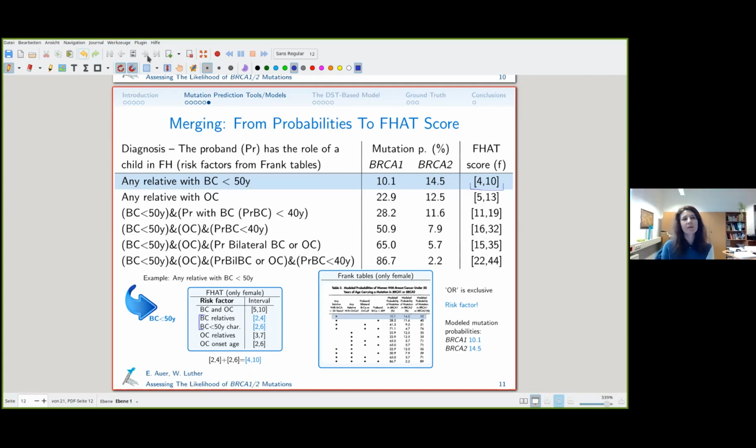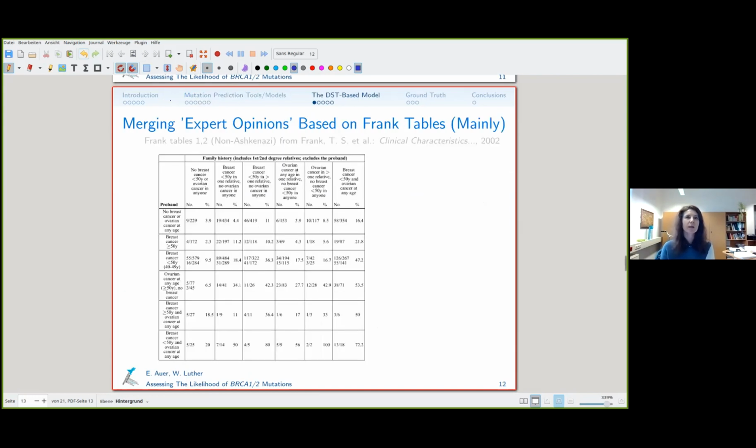So we see we have different opinions from different kinds of tools, and when we want to merge them, the first thing that we think about is, of course, the Dempster-Shafer theory. Now I would like to show you how we can merge such expert opinions based, for example, on Frank tables from this publication.